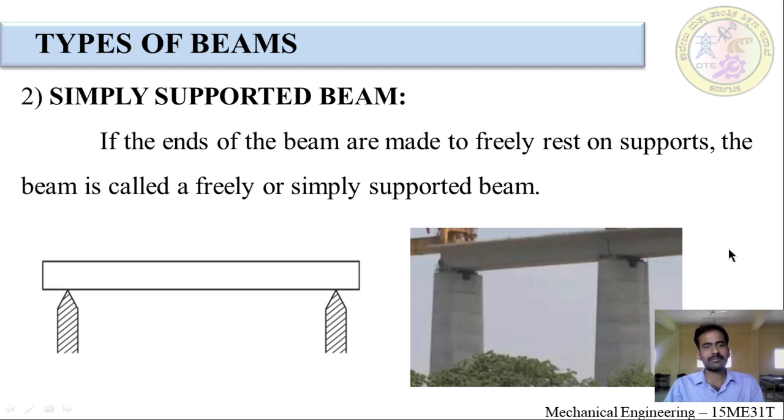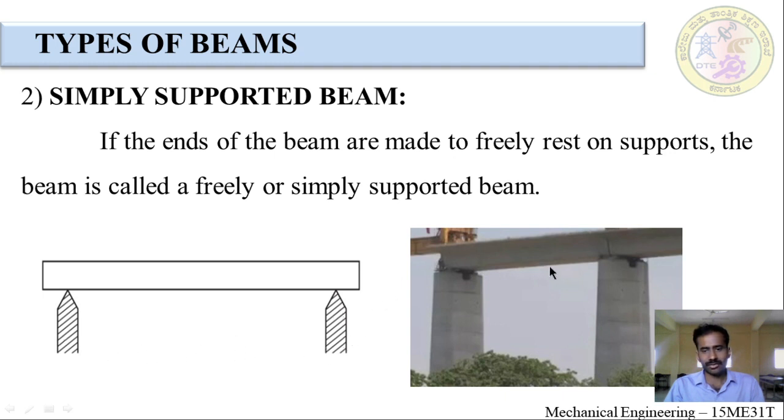The next one is a simply supported beam. Okay, so what is a simply supported beam? If the ends of the beam are made to freely rest on the supports, then the beam is called a freely or simply supported beam. So both the ends of the beam are freely resting on the two supports.